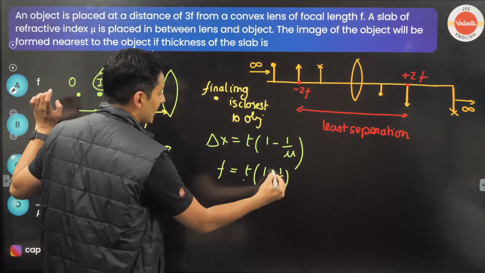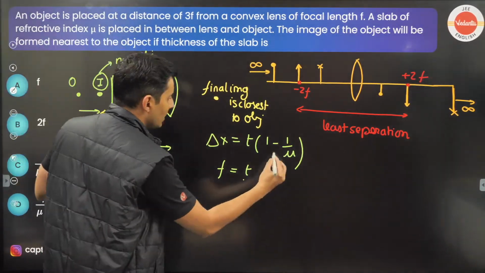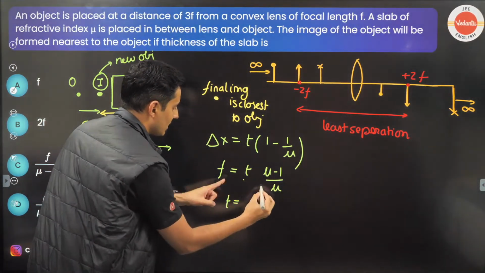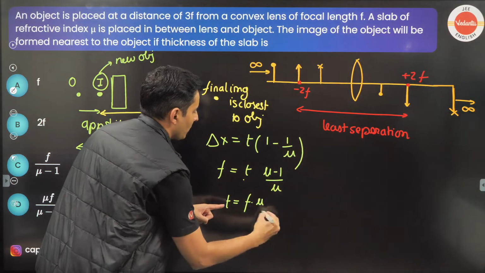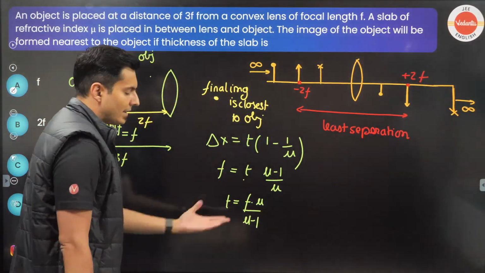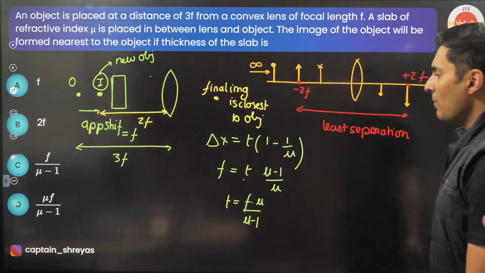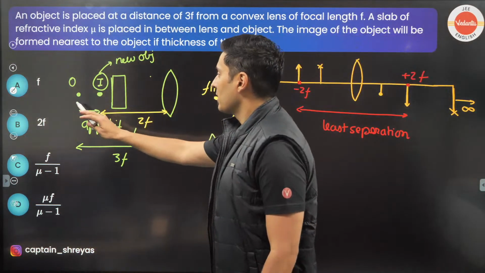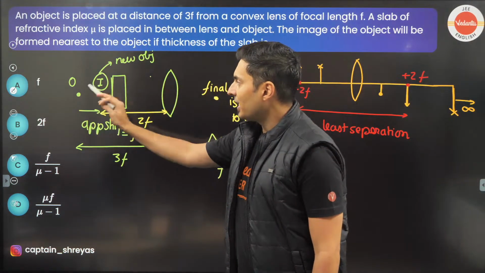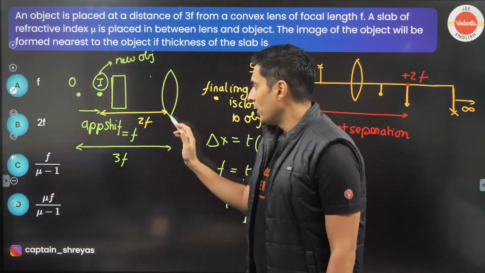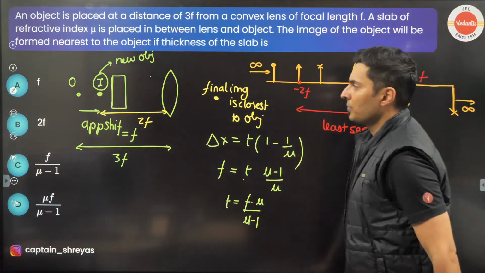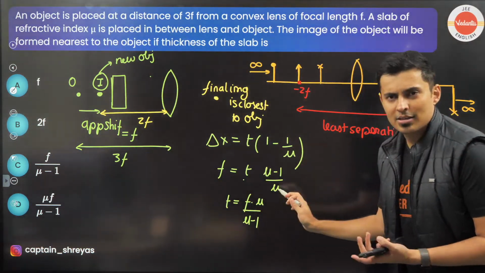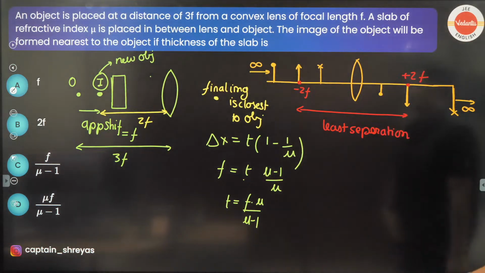Or if you want, you can take LCM, guys. So it will become mu minus 1 divided by mu. Question was to find thickness. So it will become f into mu divided by mu minus 1. That's the answer, guys. Option number D, of course. So the object was at 3f. You want its image to be formed at 2f, so there is least separation. So you have to shift it by f. Use the shift formula. Just rearrange. Very simple. This concept was very crucial, guys.